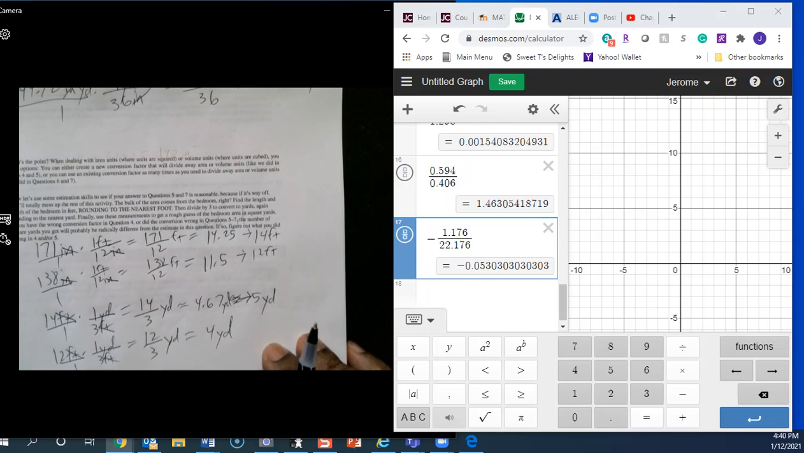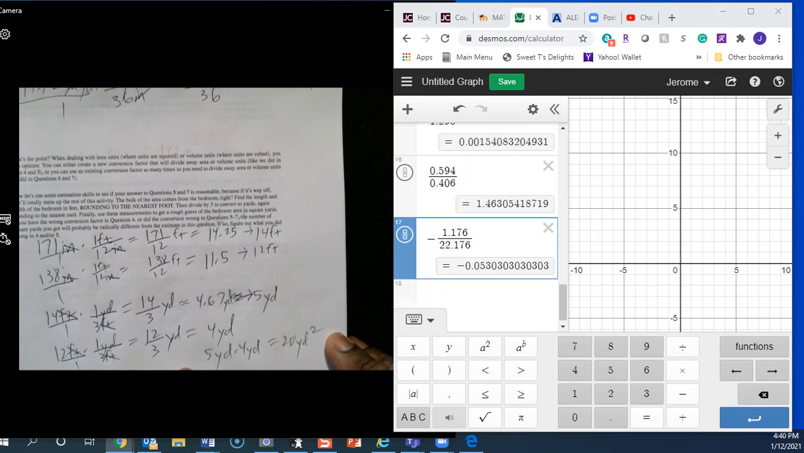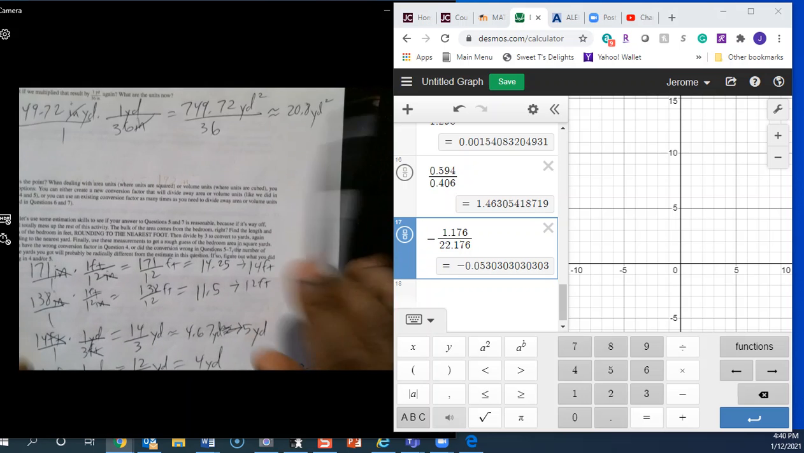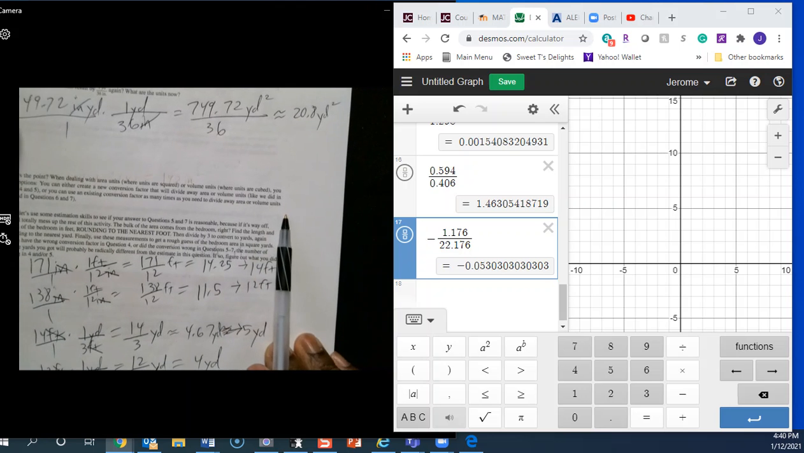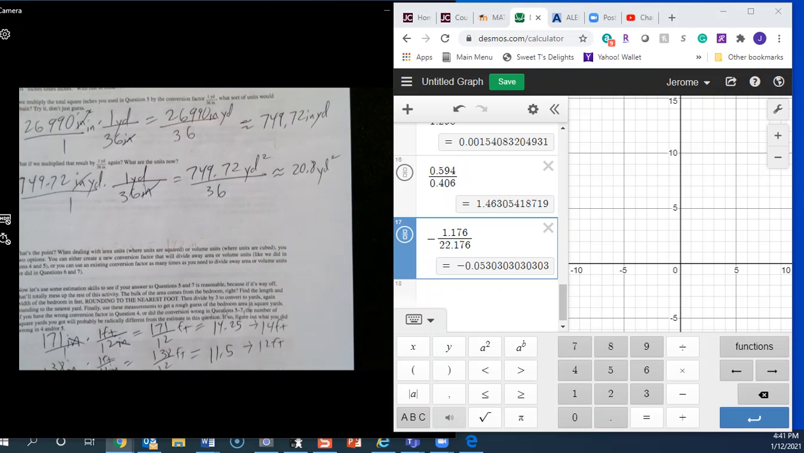So now we will see how many square yards this is. 5 yards times 4 yards is 20 square yards. So it is close to what we had, because up here is 20.8 square yards, and down here we had 20 square yards. So we are very close.